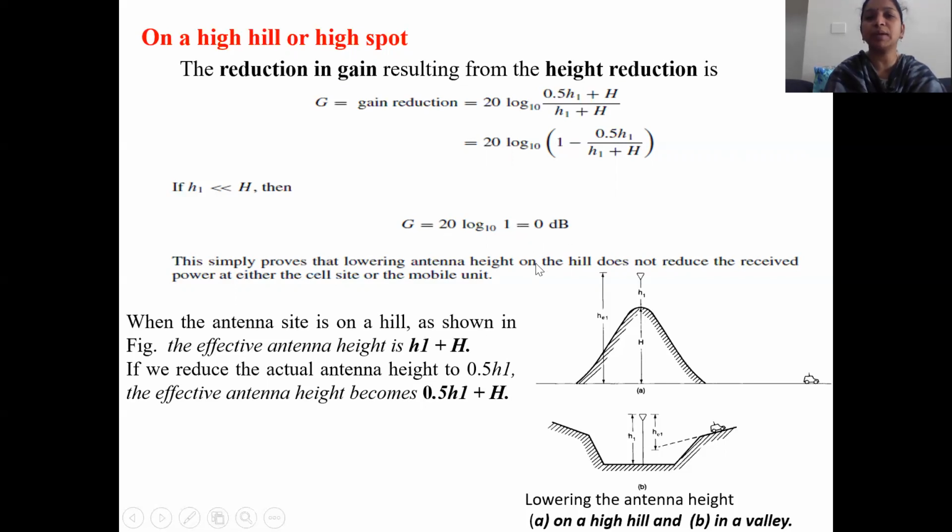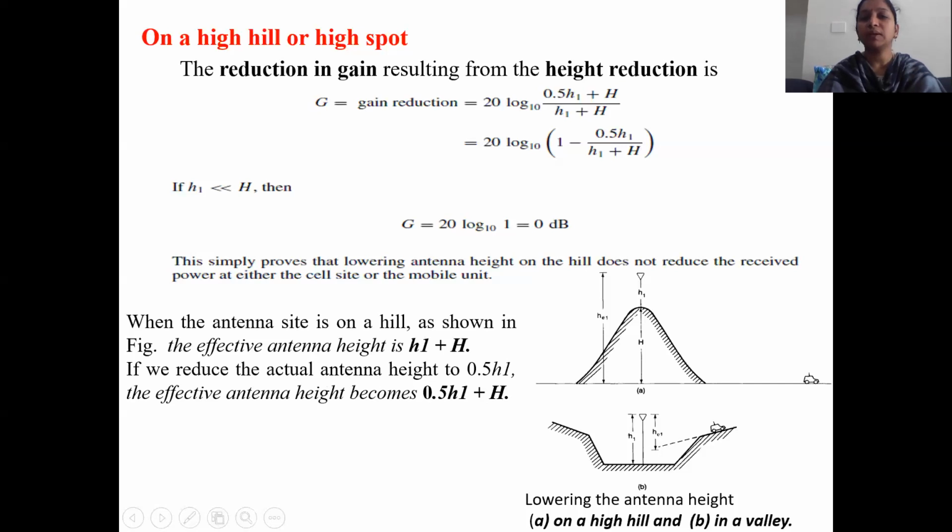You can see 0 dB means this simply proves that lowering antenna height on the hill does not reduce the received power at either the cell site or the mobile unit. So it is confirmed that on a hill, even though there is a reduction in the actual antenna height, there will be no change in the gain.